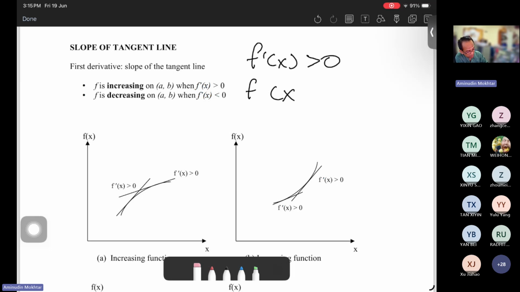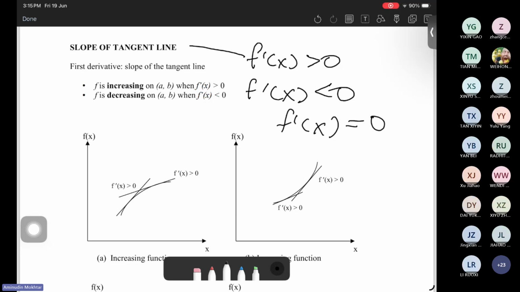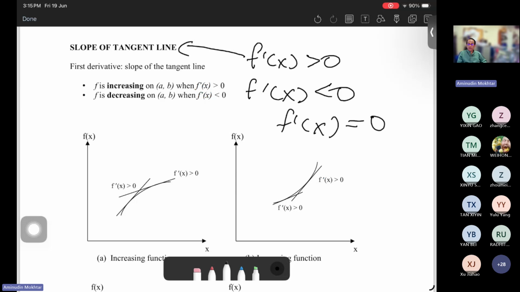The value of the first derivative can also equal 0. This value is also known as the slope of the tangent line. So the slope of the tangent line can be positive, negative, or equal 0. It depends on whether the function is increasing or decreasing.